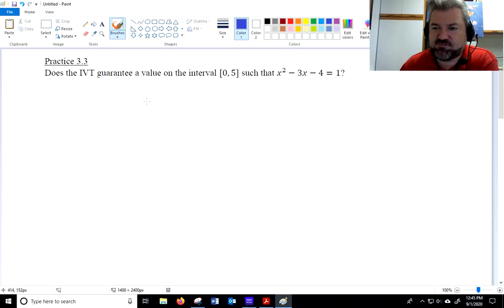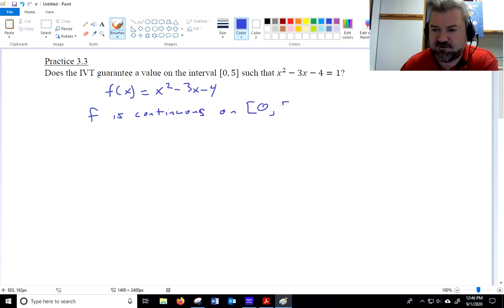Okay, so for this one, we're trying to figure out if this polynomial here, which I'm going to call f of x, is ever equal to 1. f of x is x squared minus 3x minus 4. Well, f is clearly continuous. It's a polynomial. No division or anything like that that could cause problems. So f is continuous on the interval from 0 to 5. Okay, so it's continuous. That's good.